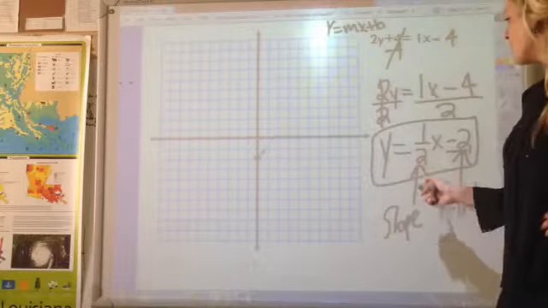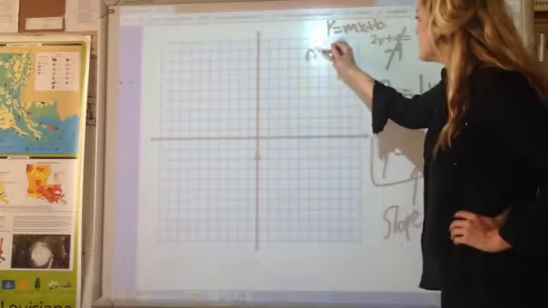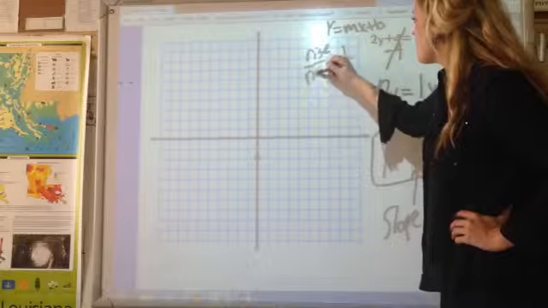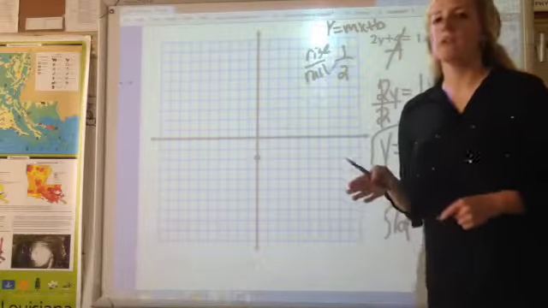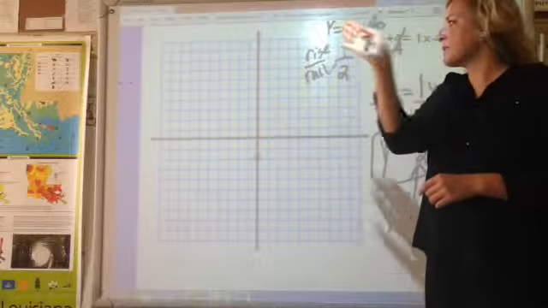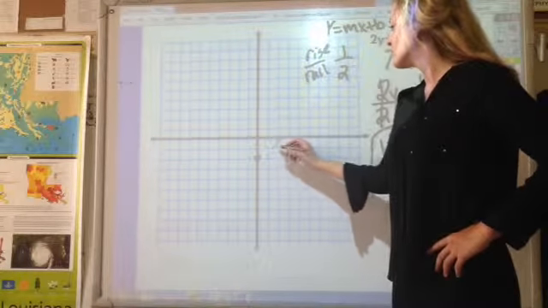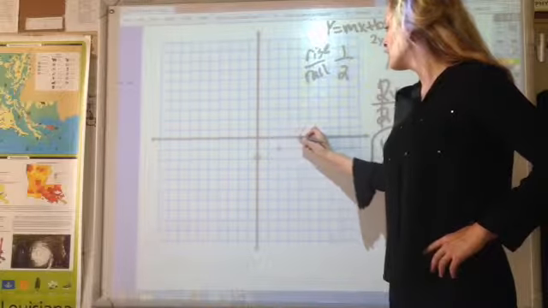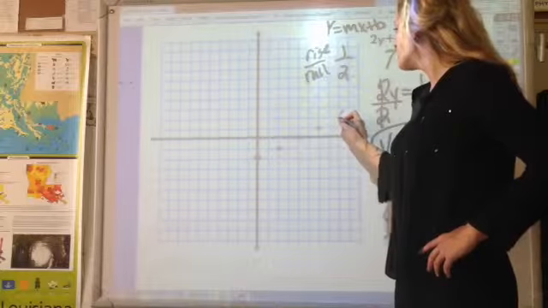Next, I work with my slope. If I have a slope of 1 over 2, my rise is going to be 1, and my run is going to be 2. That means every time I want to plot a new point, I'm going to go up 1 space and right 2 spaces. So I'm going to go up 1 point and right 2 points. And up 1 and right 2, up 1 and right 2, up 1 and right 2.